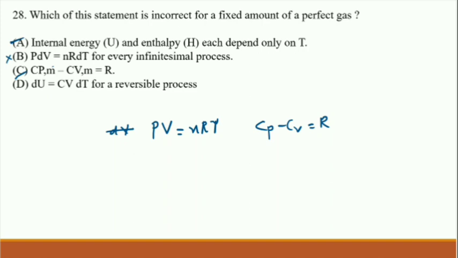dU equal to Cv dT for a reversible process. That's also right. Internal energy depends upon Cv dT. So which of the statements is incorrect? The answer for the 28th question is B. Option B is the right answer for this question.